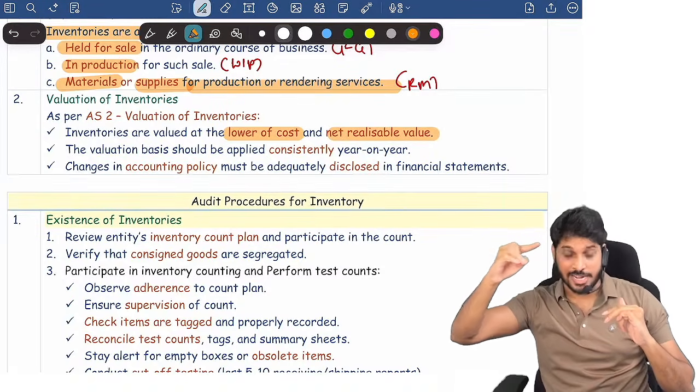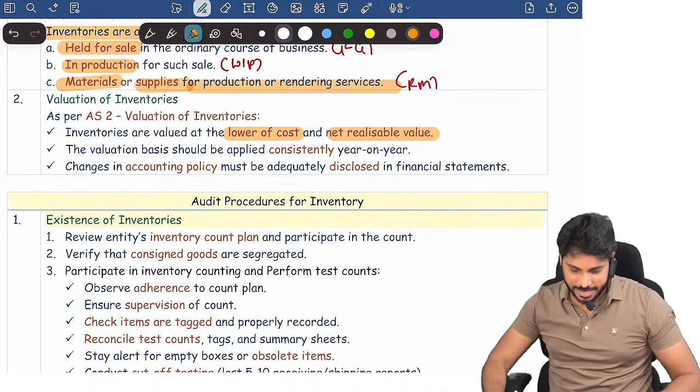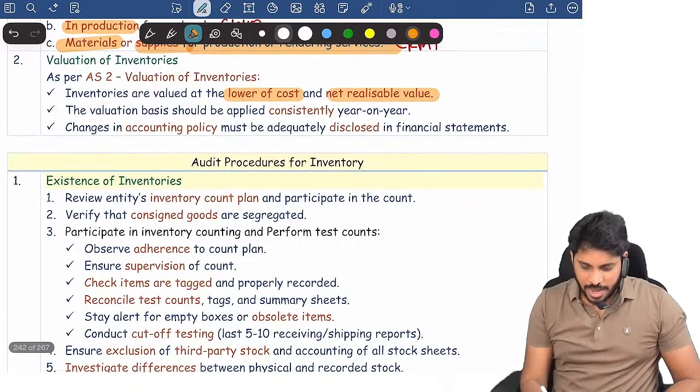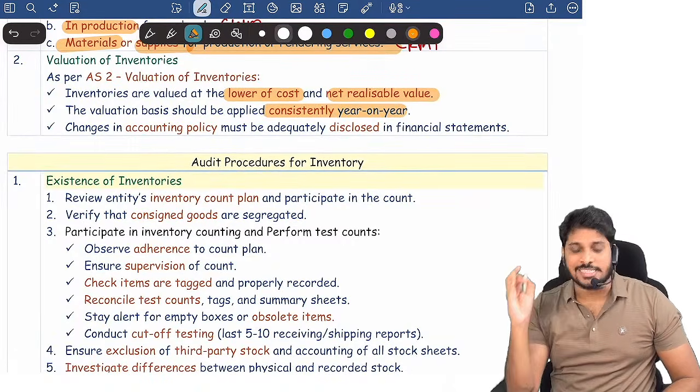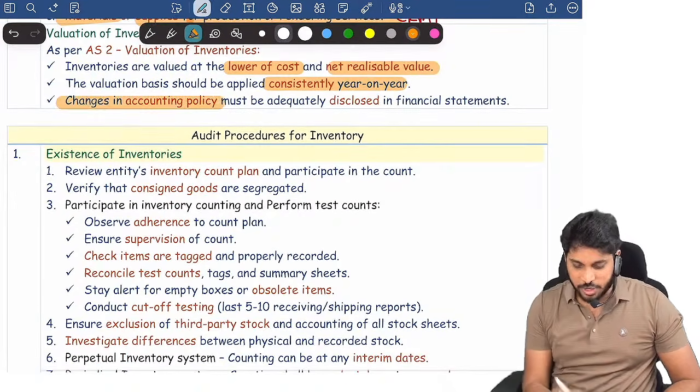Borrowing is also very important, guys. Okay, next. The valuation principle has to be followed consistently on a year-on-year basis. And if at all there are any changes in accounting policy, it must be disclosed.